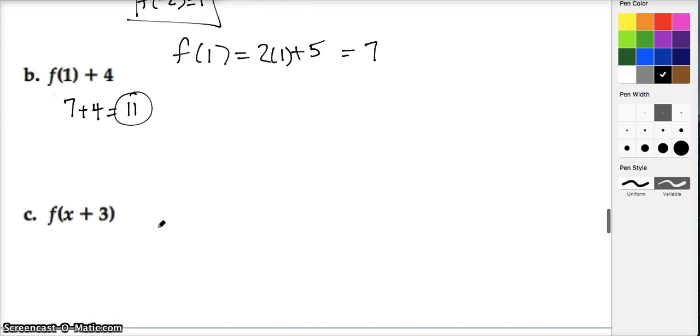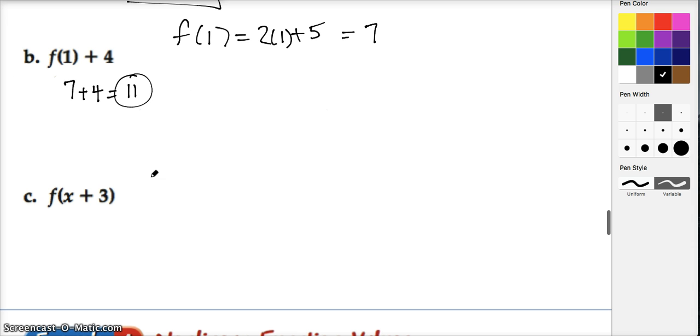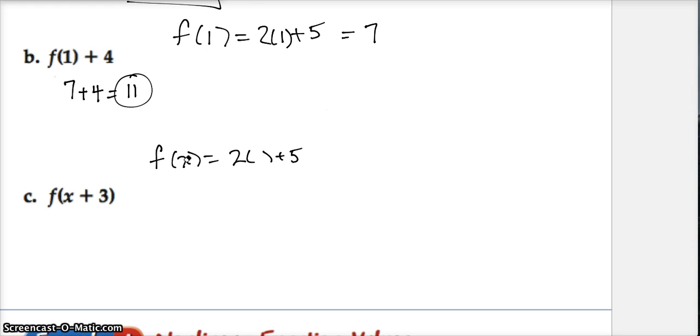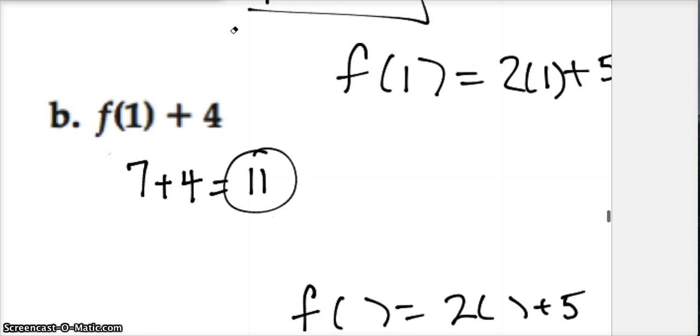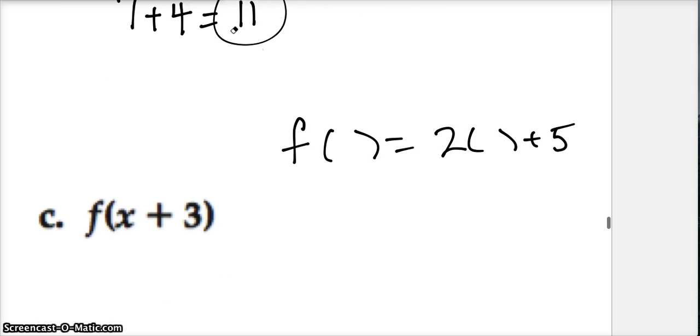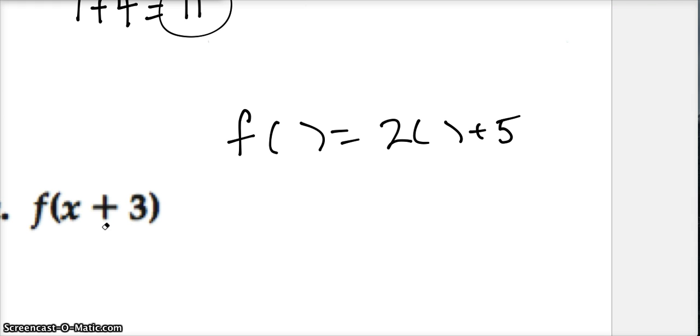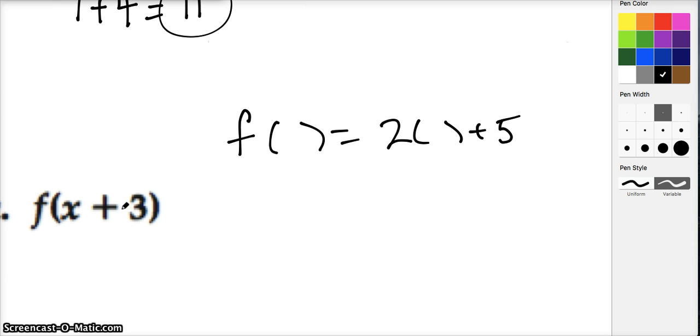Let's go ahead and use that concept over here with something a little bit more complicated. Remember, we're still using that f of x is equal to 2 times x plus 5. I like to ignore the x, and then I like to replace the x with what's going on in here. This doesn't just have an x in here, it has an x plus 3. And so wherever I have that blank, I'm going to put x plus 3.